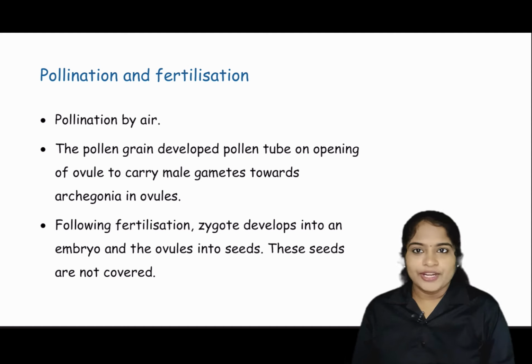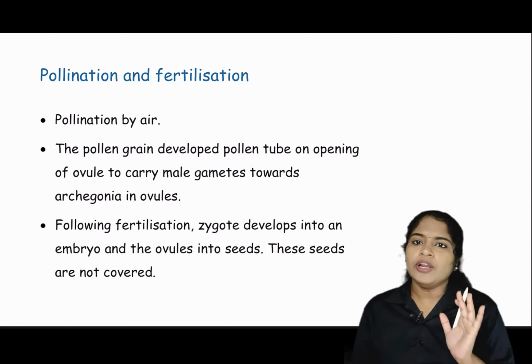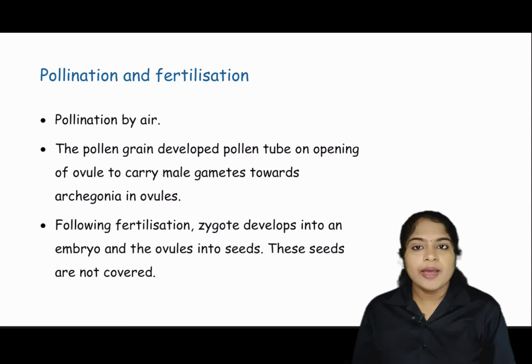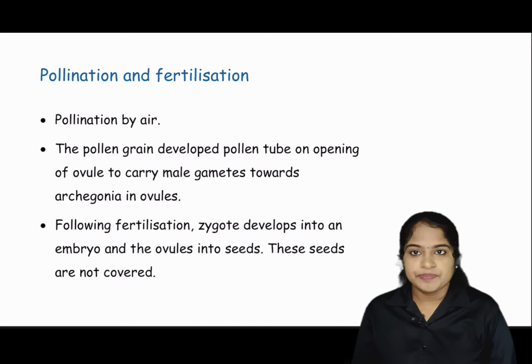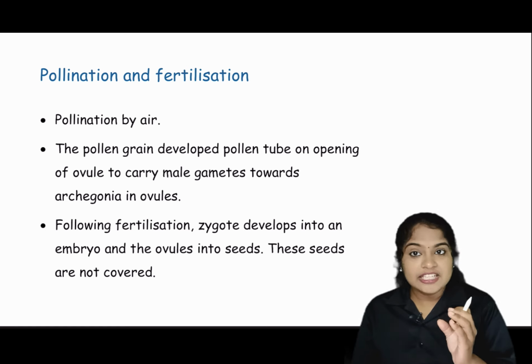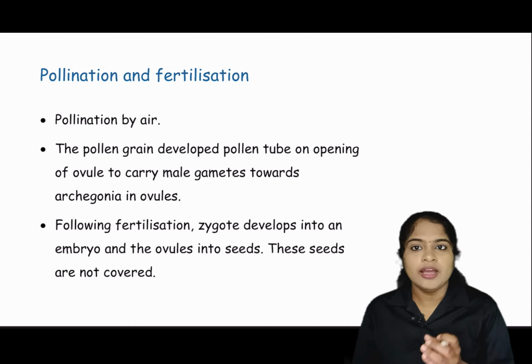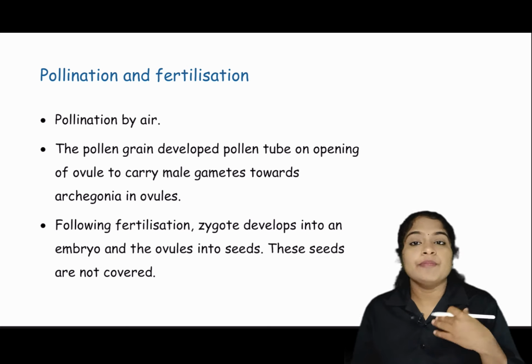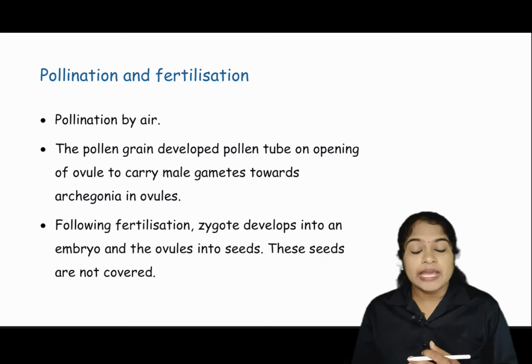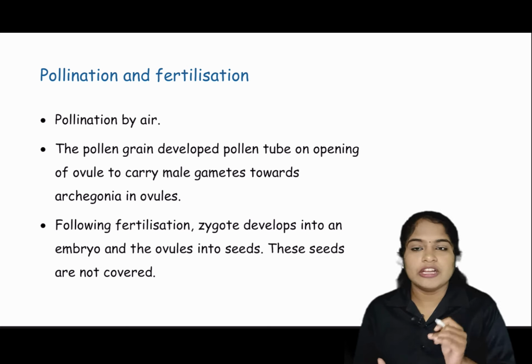Now let us see how pollination and fertilization occurs in Gymnosperms. Pollination occurs by air. So what happens after the pollination is done? The pollen grains will reach the archegonia. So once it reaches the opening of archegonia, what will happen? The pollen grains will germinate and produce pollen tubes, and these pollen tubes will grow towards the archegonia in the ovule, and they will transfer the male gametes into the archegonia. And following the fertilization, zygote will be formed and the embryo will be developing into a seed, and the seeds will not be covered with any fruit, so they will be naked.